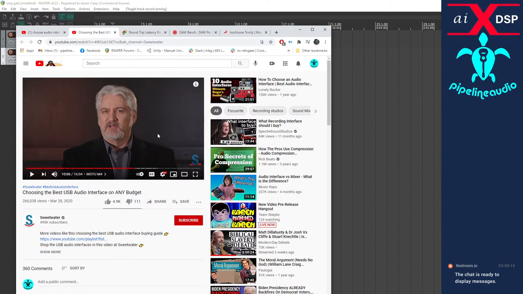The MOTU USB drivers, I swear they're nothing special. I actually had an easier time dealing with the Focusrite USB drivers than the MOTU USB drivers on my 896 Mk3. I had a lot of trouble with just basic Windows settings, like getting reset all the time. I was surprised by how badly those MOTU USB drivers are.